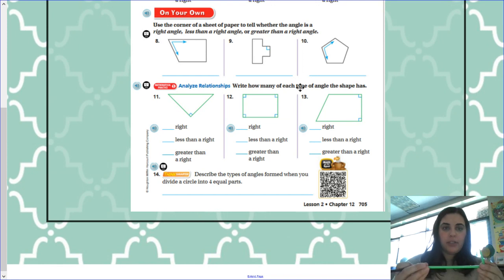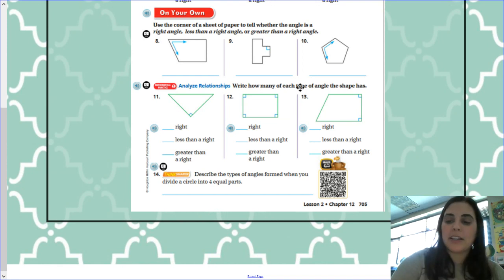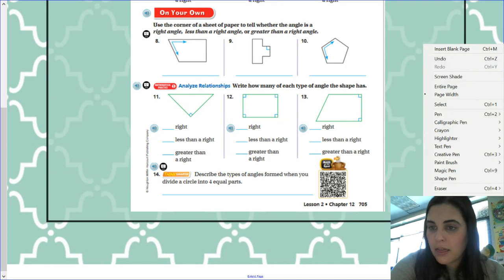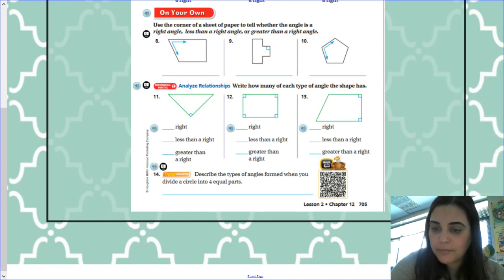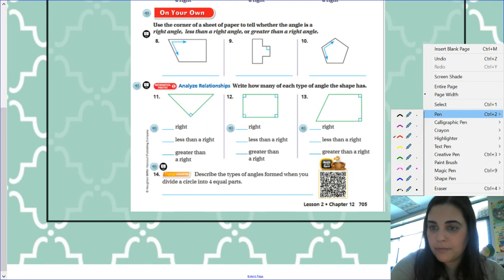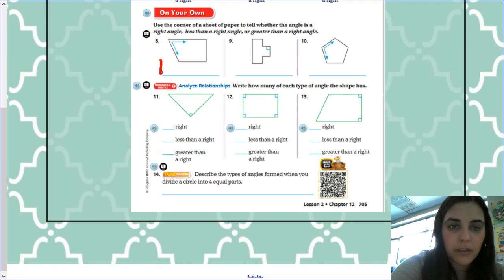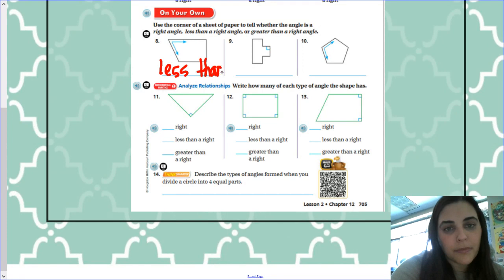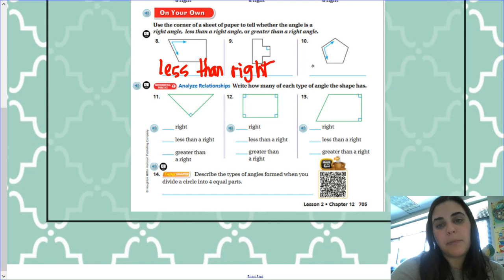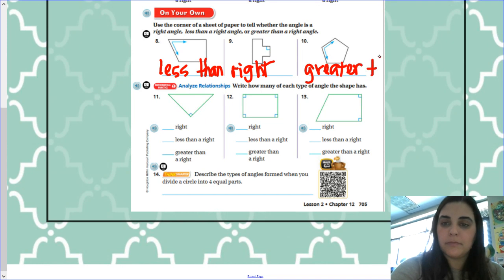So for number 8, if you said less than, that's correct. Sorry, I just need to fix my pen. Okay, so this would be less than a right angle. Number 9, if you said right angle, that's correct. And number 10 would be greater than.